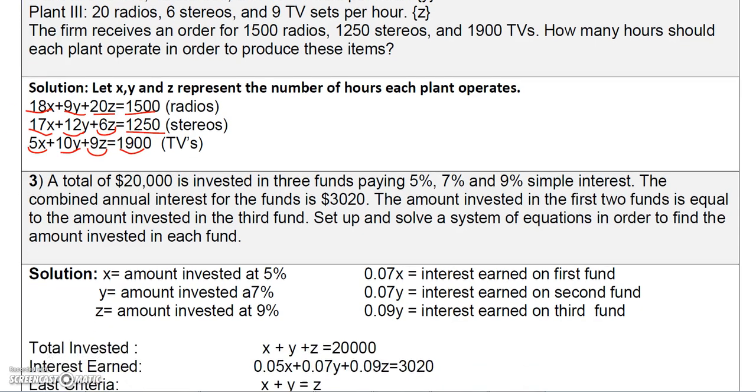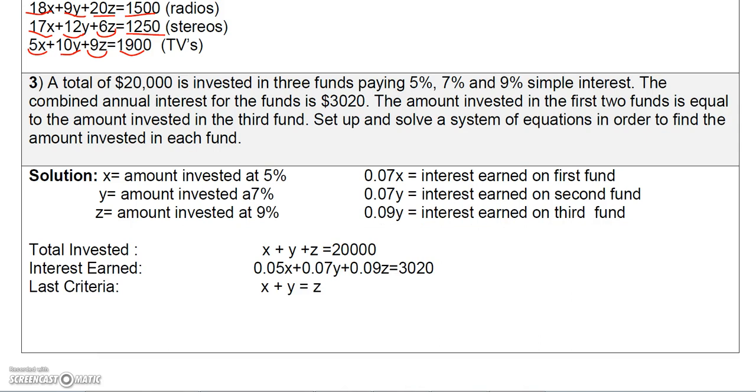Okay, on this last one, again, pause the video and read the problem, and when you're done, go ahead and play the solution. Okay, so on this one, I'm going to let x be the amount invested at 5%, y the amount invested at 7%, and z the amount invested at 9%.